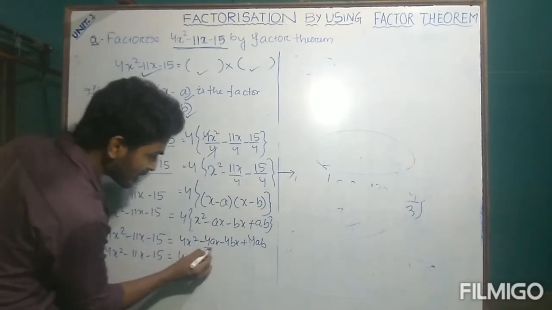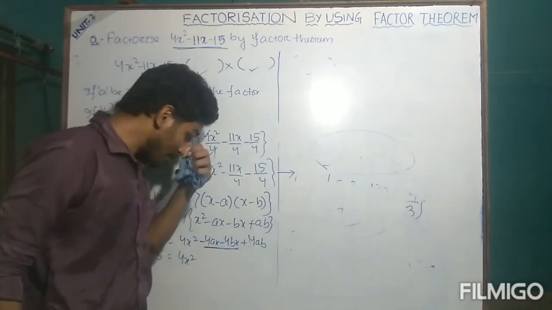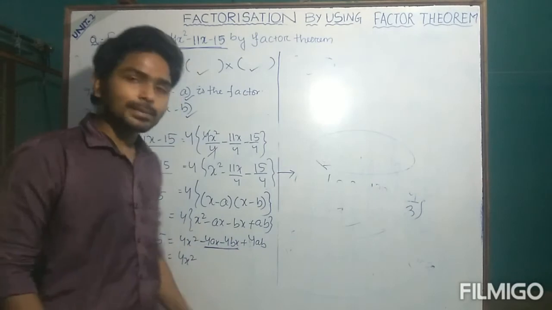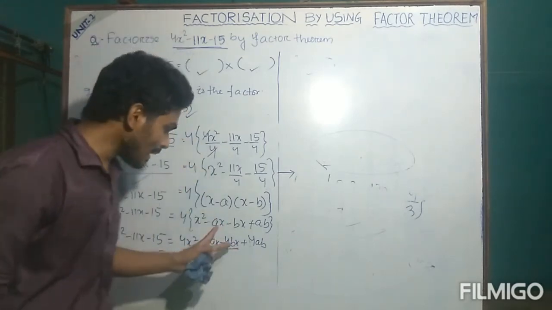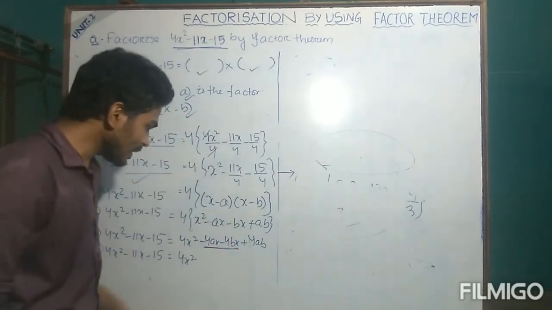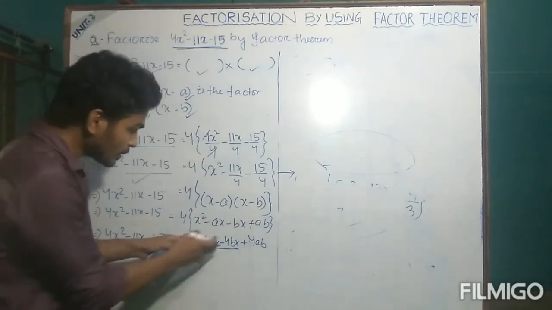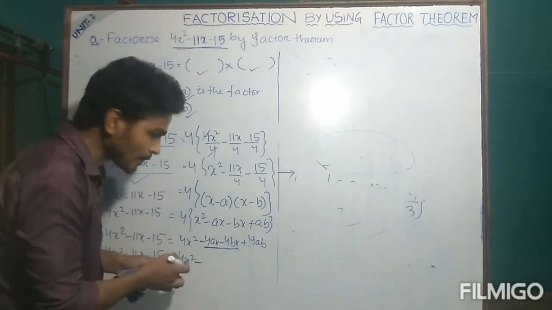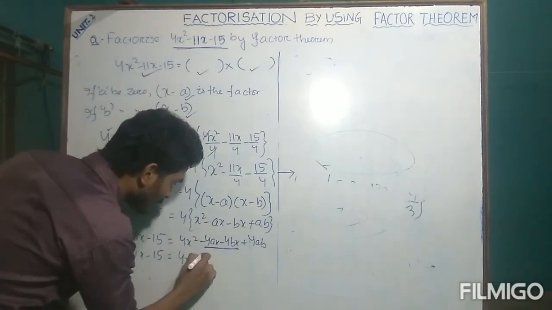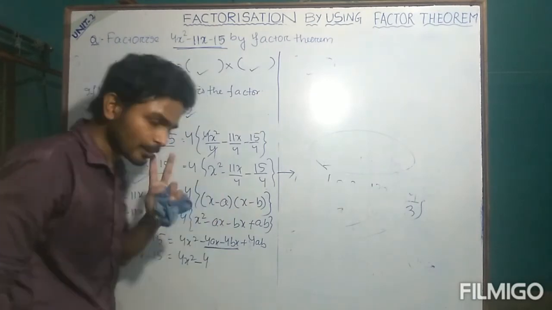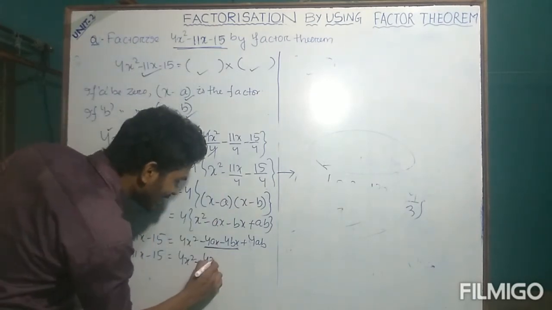Now you can see these are two like terms. Why? Because here the variable is x, here the variable is also x. Here the exponent is 1, here also the exponent is 1. That means the two terms are like terms. Since they are like, we can take common. We can take minus common from these two terms. And what else will we take as common? 4 also can be taken as common because it also contains 4. Now we can take x as common.